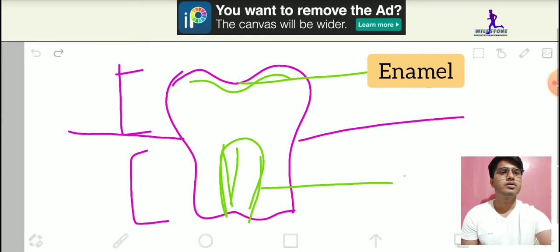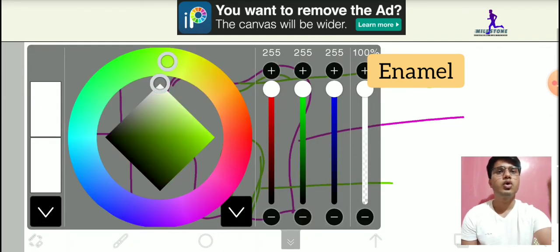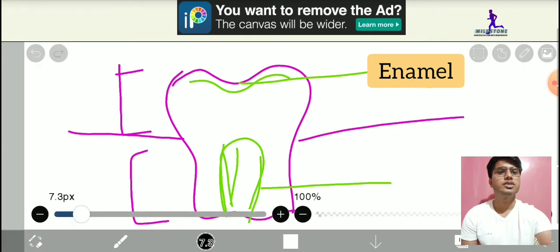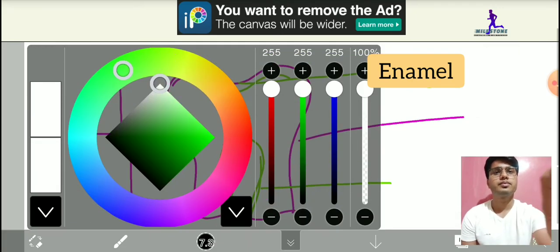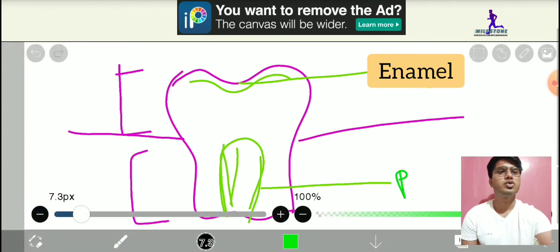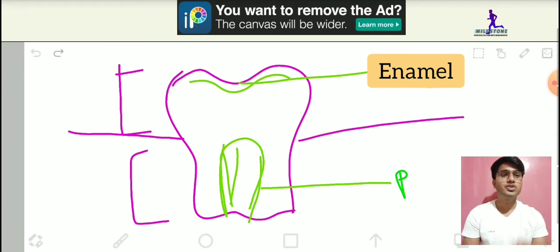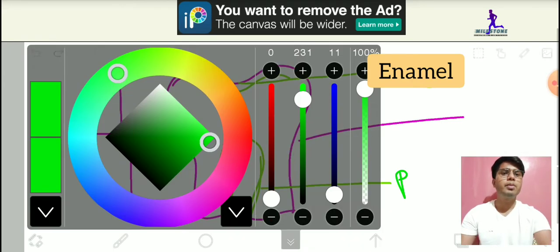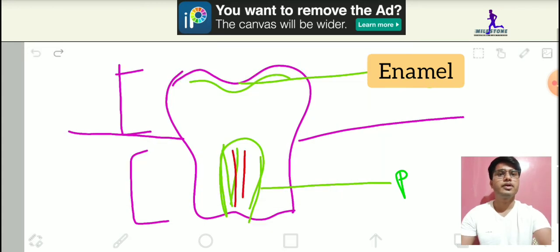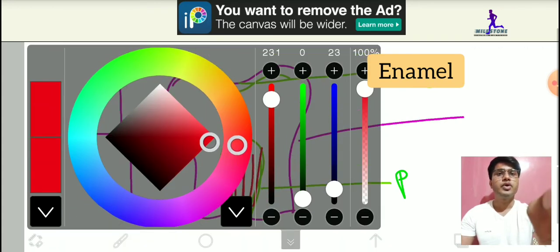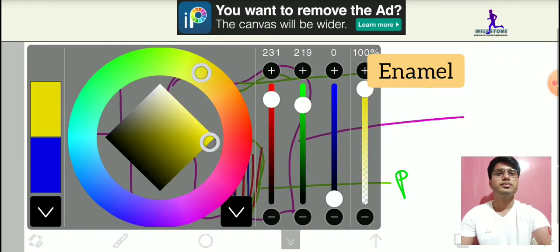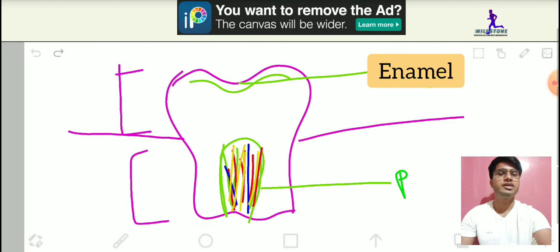And in the very middle part we have something called pulp. Although the tooth seems very hard from the outside, it actually has a soft part. Everyone has that soft part, and in the tooth that soft part is called pulp. In the pulp we have blood vessels. We also have nerves inside the tooth. So just like any other organ, the tooth also has a nerve supply and blood supply.